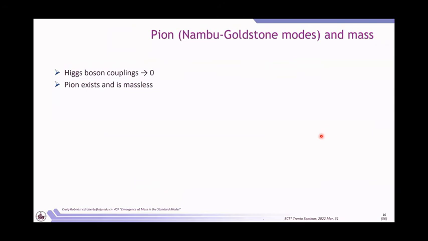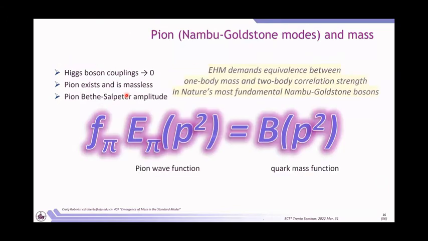There's a basic feature that is well known, but often overlooked. If I take the Higgs boson coupling to zero, the pion exists and it's massless. And what's happening there is that emergent hadron mass demands an equivalence between the one-body mass in the dressed quark mass function and the two-body wave function of the pion. And this is nature's most fundamental expression of the Goldstone theorem.